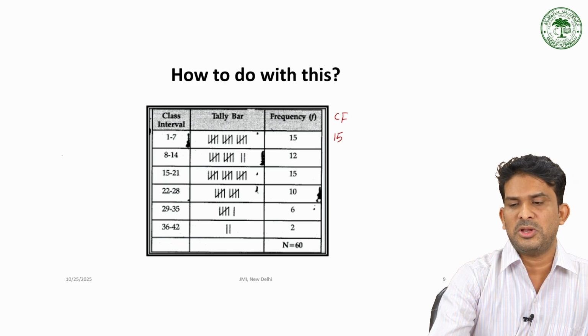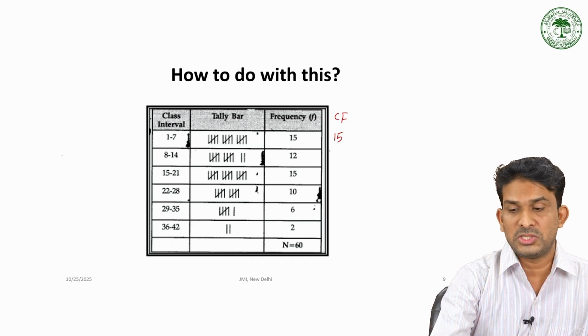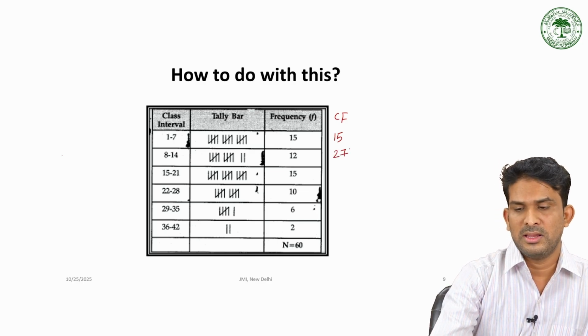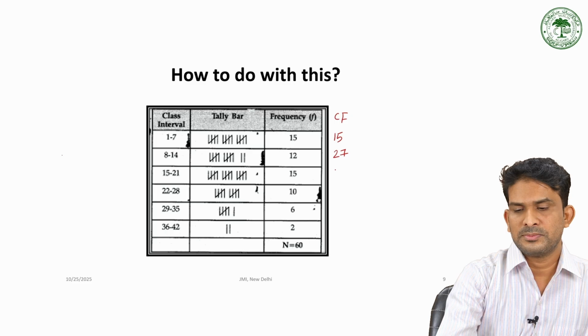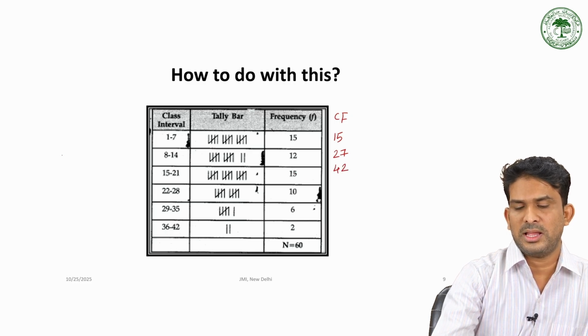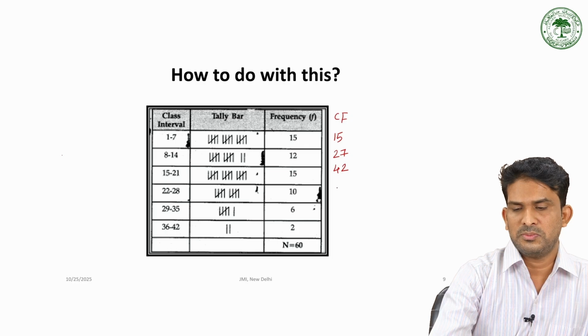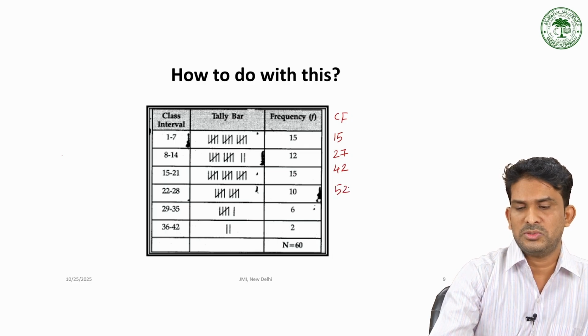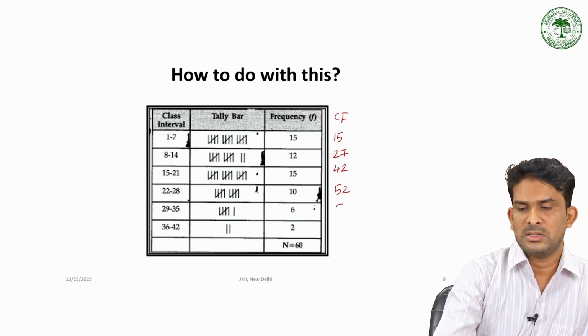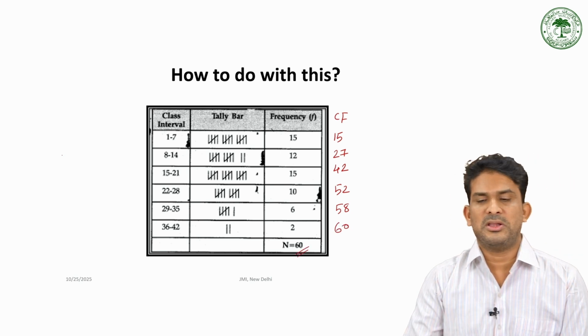Frequency is 15, so cumulative frequency is also 15. Next is 12, so it will be 27. Next is 42, right? 27, again I added, 42. Next is 52. Next is 58. 60. Total is 60. It is equal. Okay. I got all the cumulative frequency.